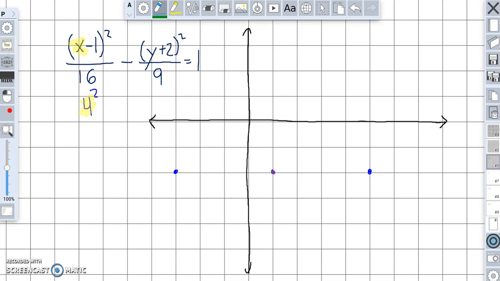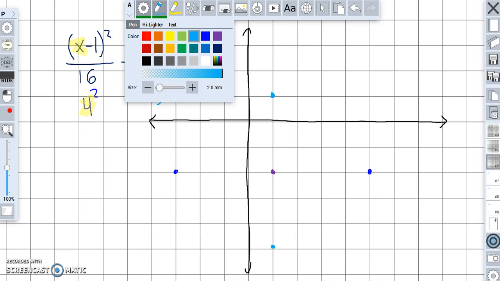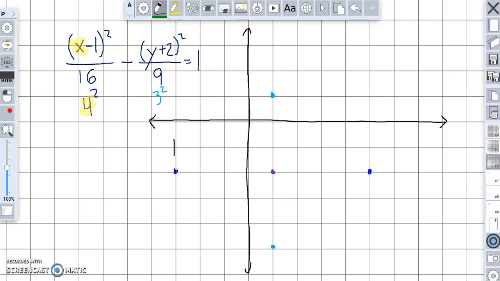Similarly, in the y direction, because 9 is 3 squared, I'm going to move 3. Go 3 up, 3 down. Those are my vertices and covertices. I use these to make a box. And the important thing about this box is that it tells me where my asymptotes are.